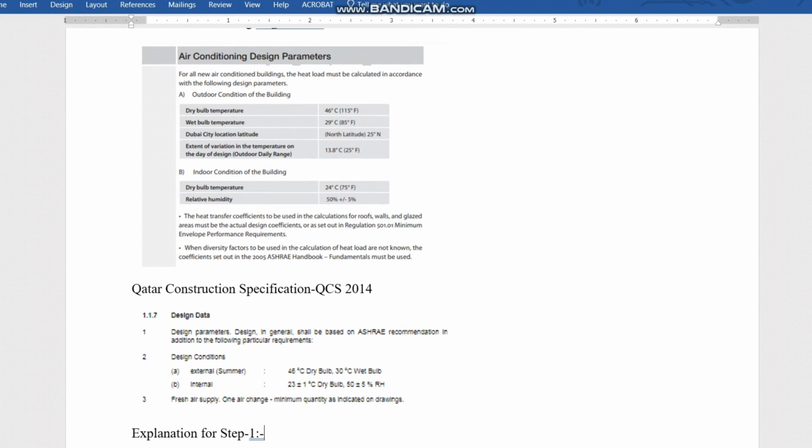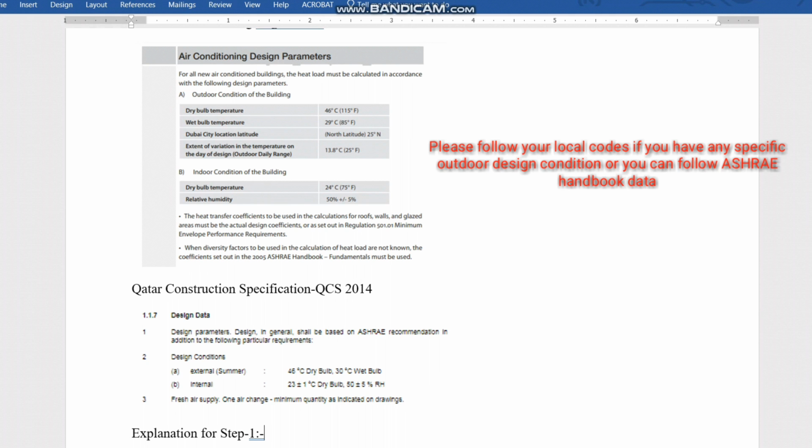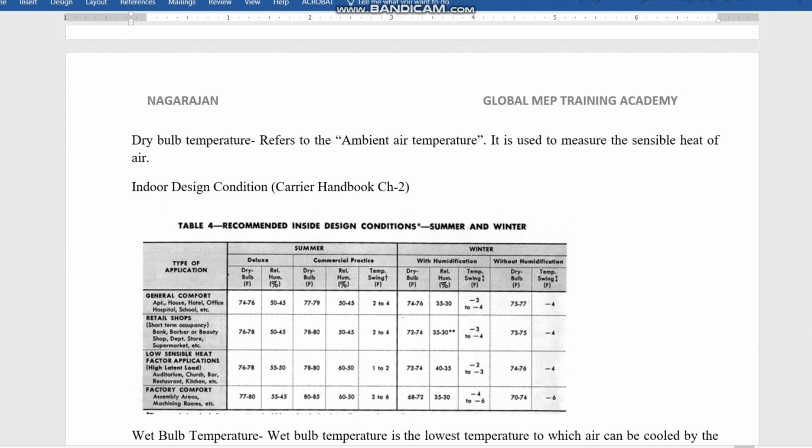If you go to Qatar, then you have to consider the local condition temperature like 46-degree dry bulb and 30-degree wet bulb. In Dubai it is 46 and 29. For the internal room temperature, we have to consider comfort like 23 plus or minus 1, and here it is 24, which is almost the same. Relative humidity is 50 plus or minus 5, and here also the same, 50 plus or minus 5. If your project specification has any separate value for that project, then you need to follow that. Otherwise, you can consider the ASHRAE general condition parameters. So let's quickly see what these basic parameters are, and then we will jump into the technical calculation.